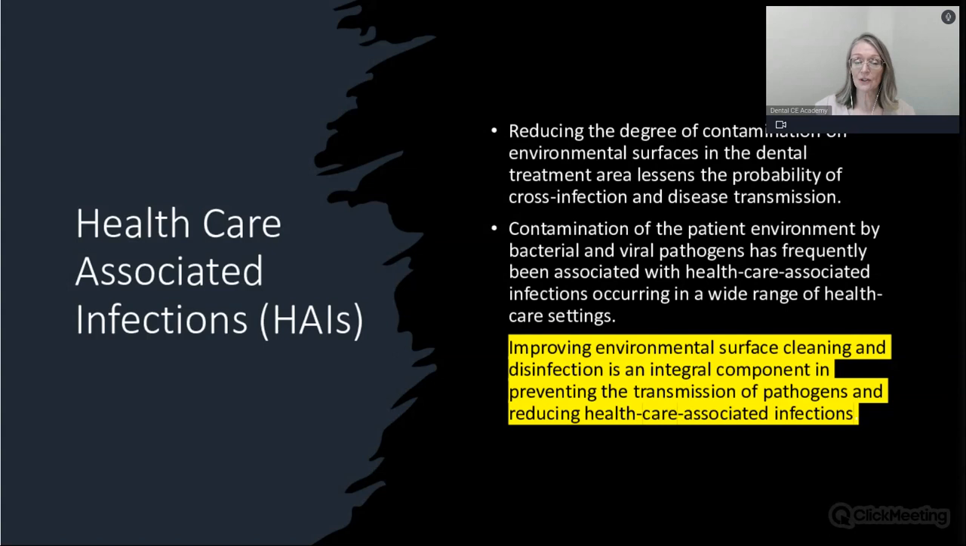But we can, at the very least, help to contain and reduce whatever might be in our practice so that our patients aren't at greater risk by walking in the doors of our practice.